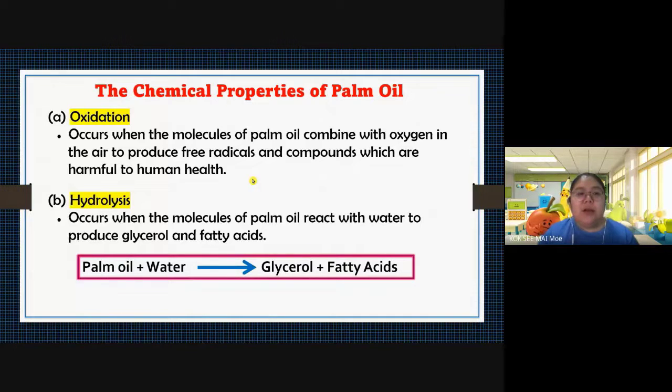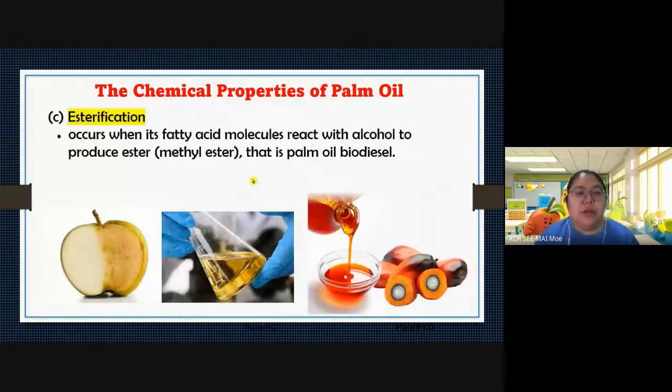Okay, after that, we are going to see number 3. Number 3, the chemical property is esterification. Esterification means they produce ester. Remember the ester? Last time we learned about alcohol producing ester, using the oil, like in perfume. It occurs when the fatty acid, which comes from the palm oil after the hydrolysis, reacts with the alcohol, then produces ester. This ester is called methyl ester. That is palm oil biodiesel.